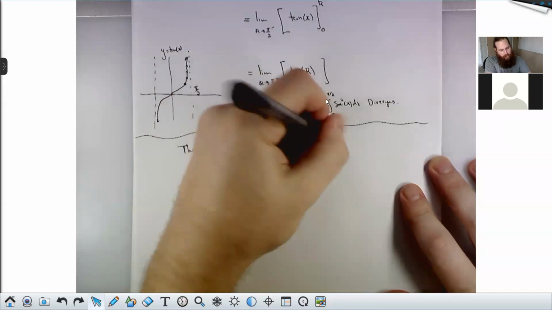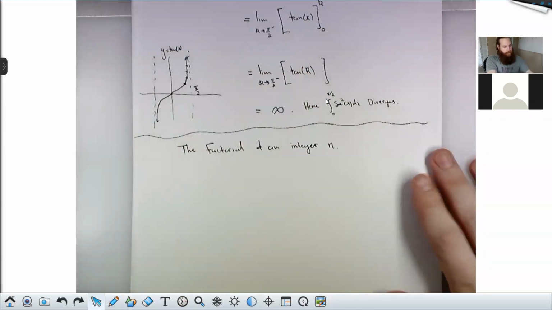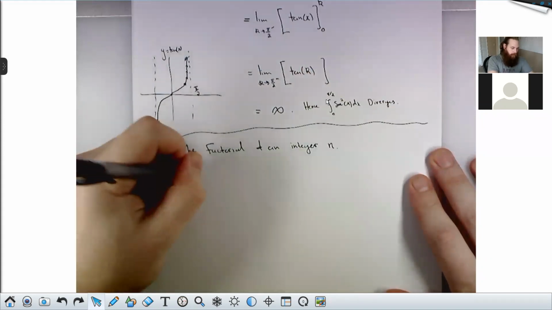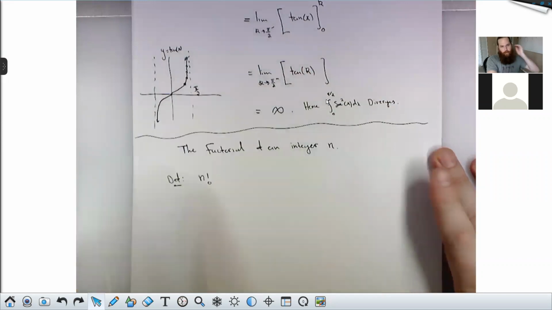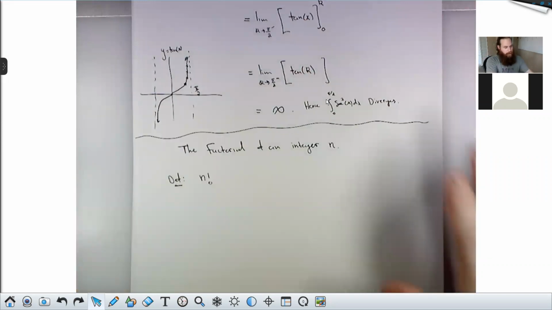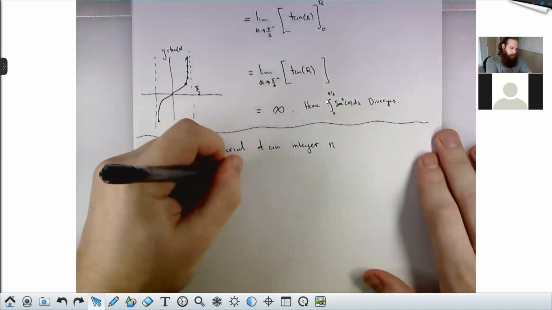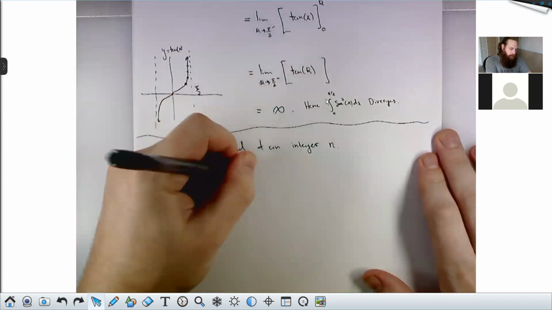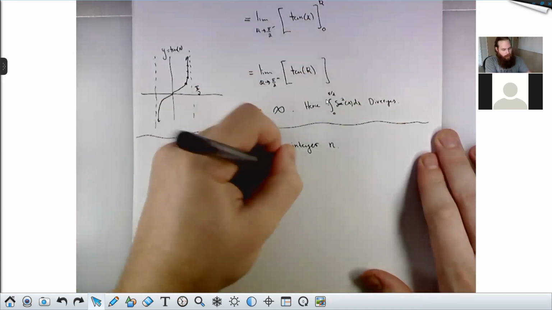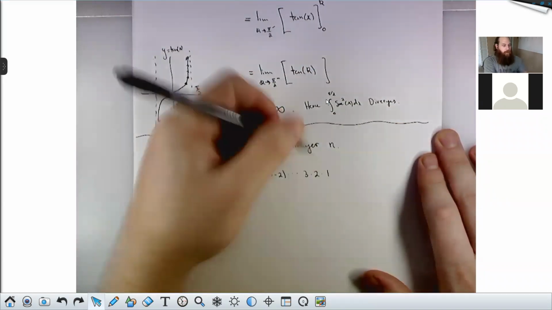Of an integer n. Here's the definition. We use the exclamation mark for the factorial, and n factorial is defined to be n times n minus 1 times n minus 2, all the way down to 3 times 2 times 1.